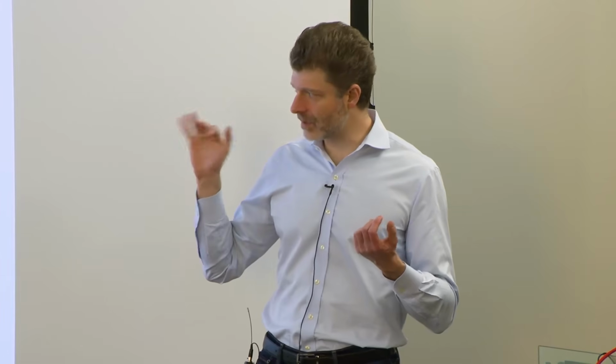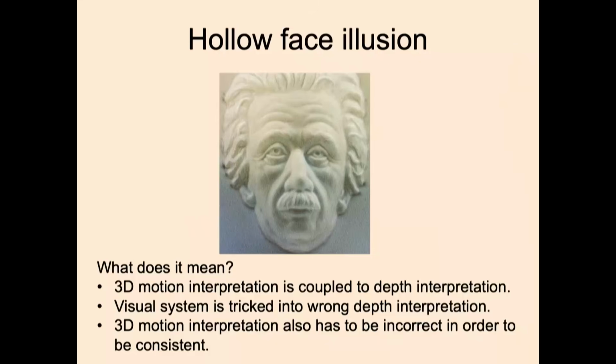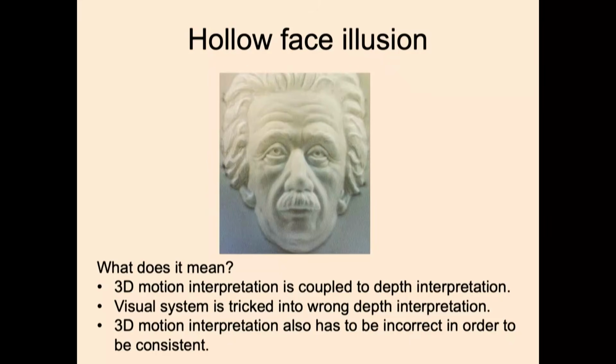So what does this tell us about perception? Well, it's additional evidence that the three-dimensional motion interpretation that we make about the world is very coupled to the depth interpretation. Those things go hand in hand. The visual system in this case is tricked into the wrong depth interpretation, and the way that it's tricked is in part because you have a very strong prior that faces are sticking out, rather than hollow. In the version of the video, the face was painted to also accentuate the three-dimensional interpretation. So you get tricked into the wrong depth interpretation, and then the 3D motion interpretation also has to be incorrect in order to be inconsistent.